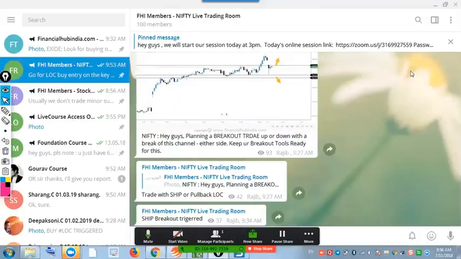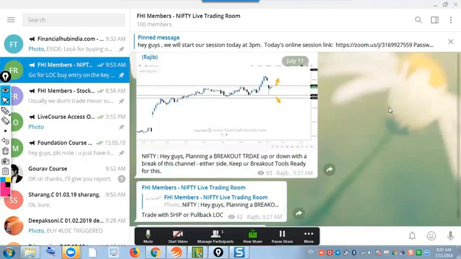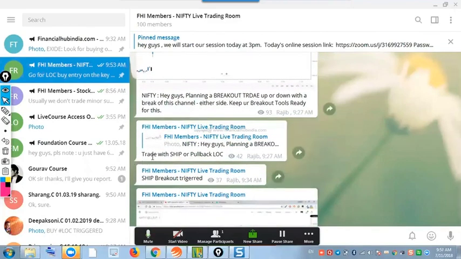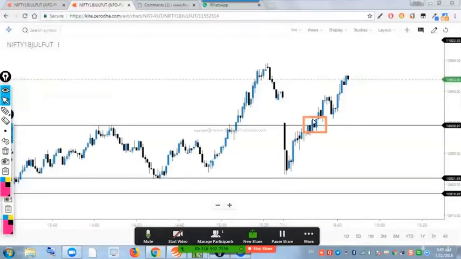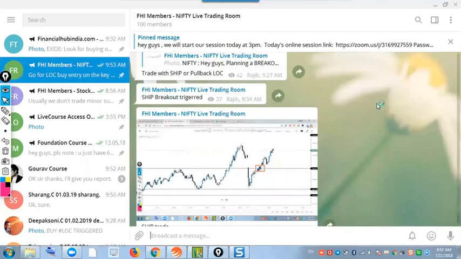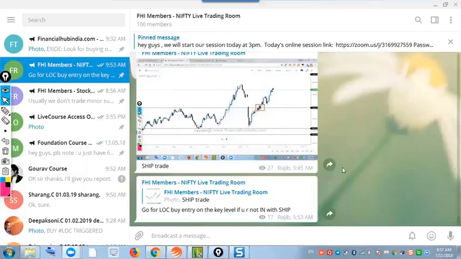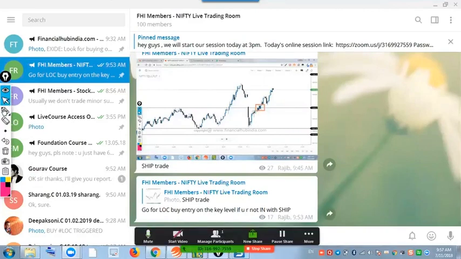So towards upside, we got a SHIB breakout, and after SHIB breakout, what was the next update? Triggered, and this was the SHIB breakout trade, breakout pullback continuation trade. All right, I think something happened here. So right now the SHIB breakout is triggered, so we have written go for buy entry if you're not in the trade with the SHIB.